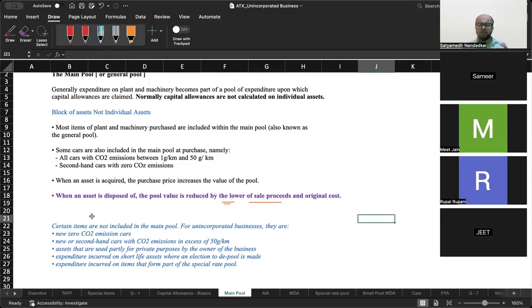So basically, most items of plant and machinery, cars with zero CO2 emissions, second hand cars with zero CO2 emission, all cars with CO2 emissions between 1 gram and 50 gram are in the main pool. Whenever a new asset is purchased, you add its cost, or if an asset is disposed of, the lower of original cost or sale proceeds has to be subtracted from the main pool.